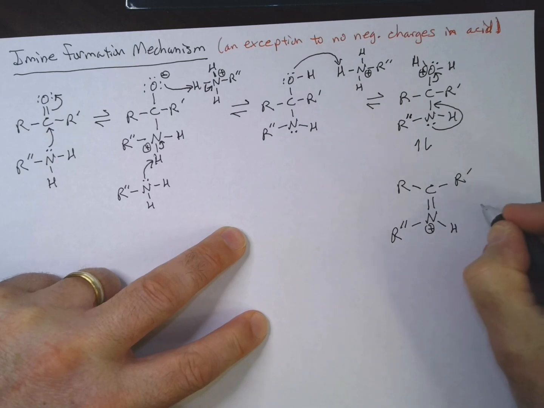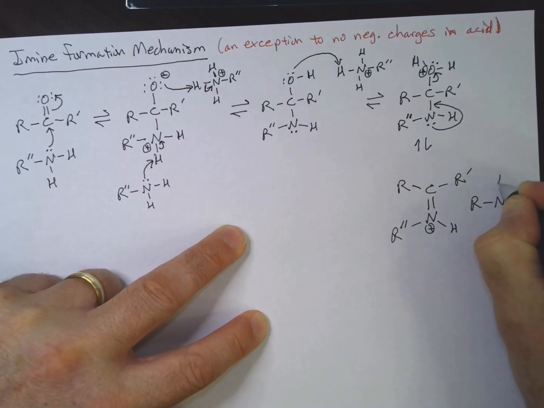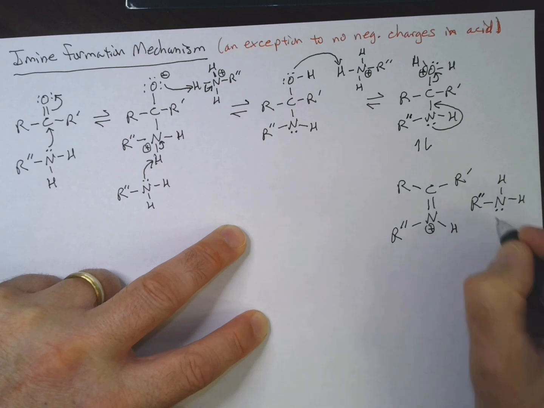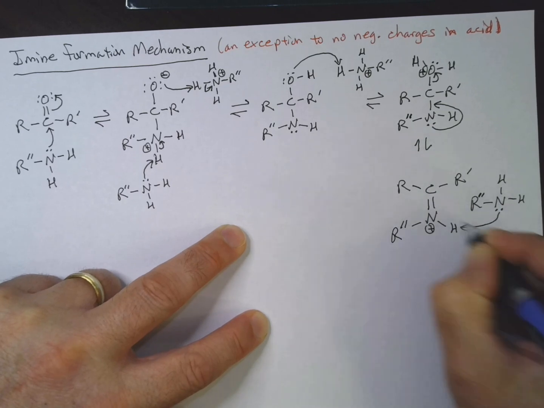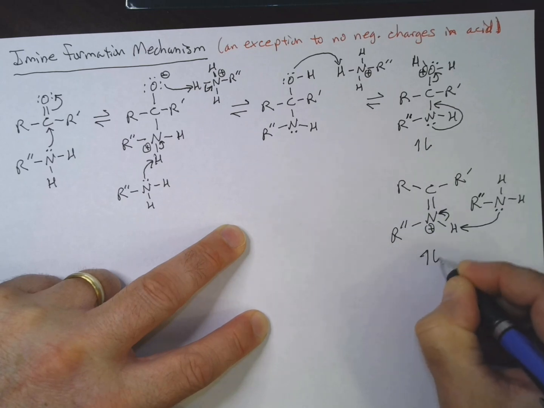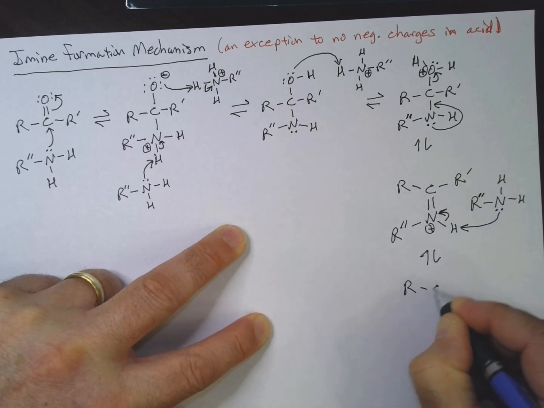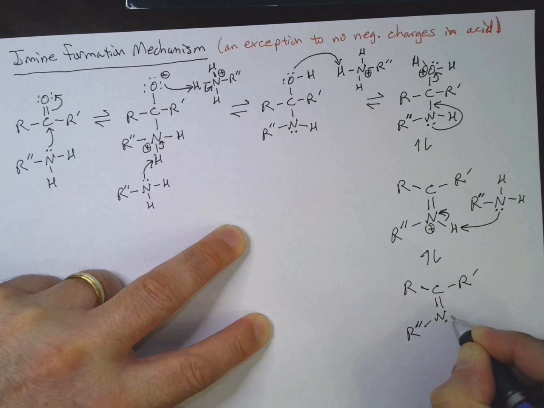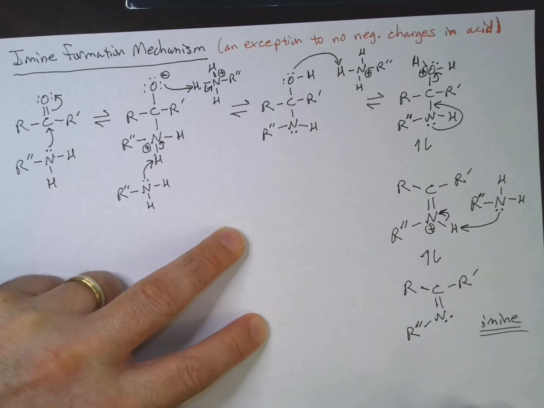And then another molecule of my amine can come along and deprotonate there. And I'll get my final product here, R, C, R prime, double bond N, R double prime with the lone pair. And there's my imine. There we go.